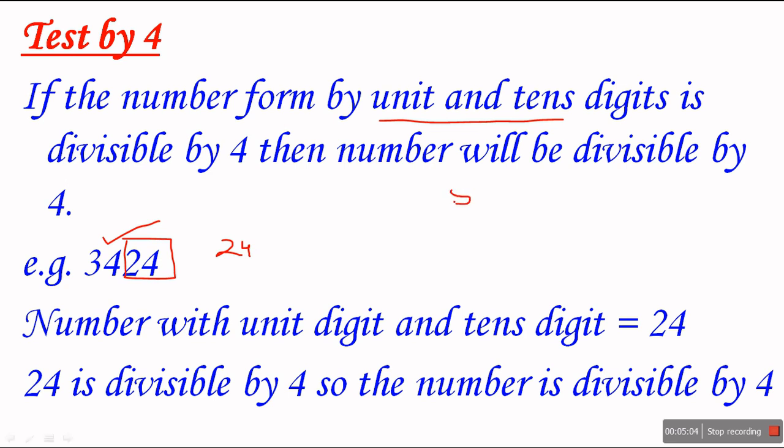Take another example. 5, 4, 3, 2. So what we do? Number formed by unit and tens digit, which is 32. 4 8s are 32. 32 is divisible by 4. That means this complete number is also divisible by 4. Okay. Let us move to next.